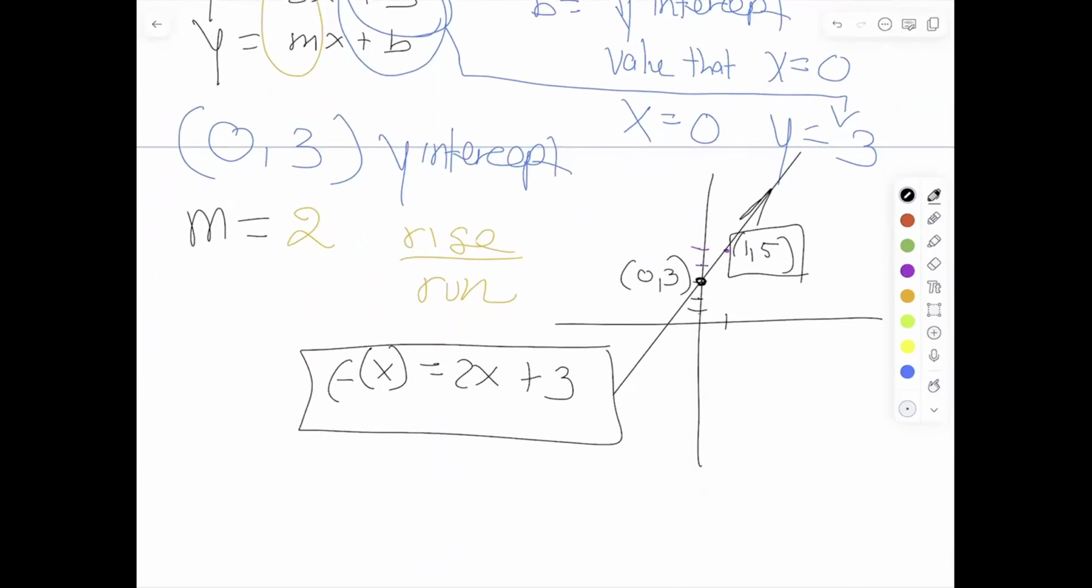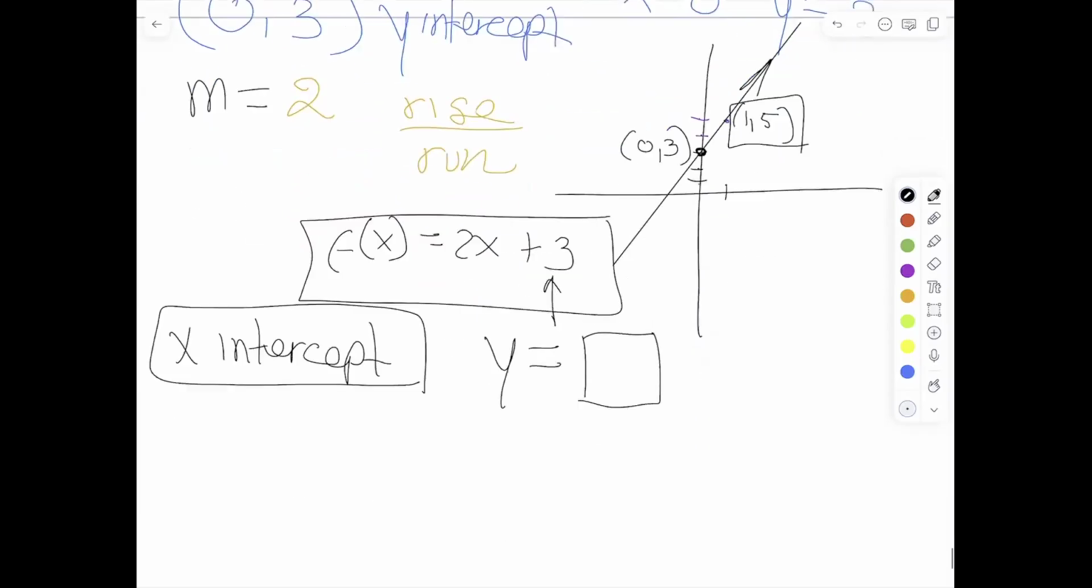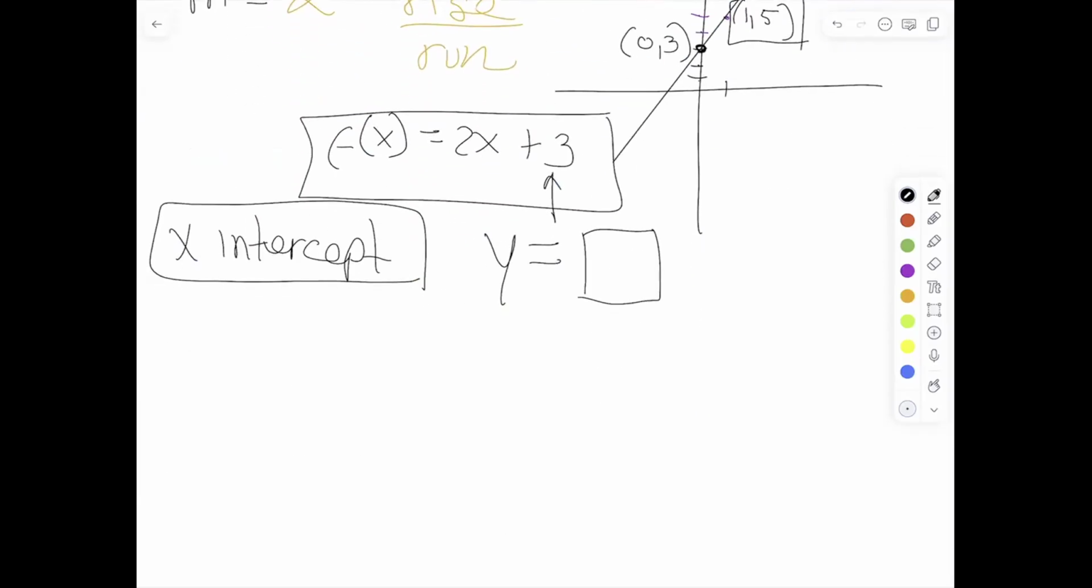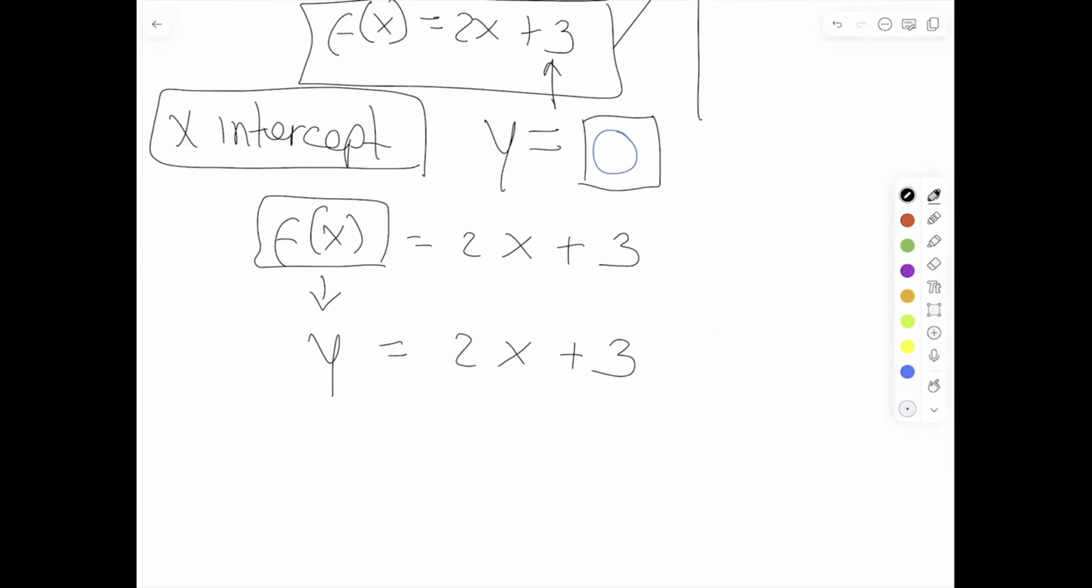Now, I found my y-intercept. How do I find my x-intercept? We went over this yesterday. In order to find my x-intercept, my y has to be equal to what? 0. It's the opposite. So I have f of x is equal to 2x plus 3. The f of x is going to become y. This is 2x plus 3. What am I going to replace y with? 0.